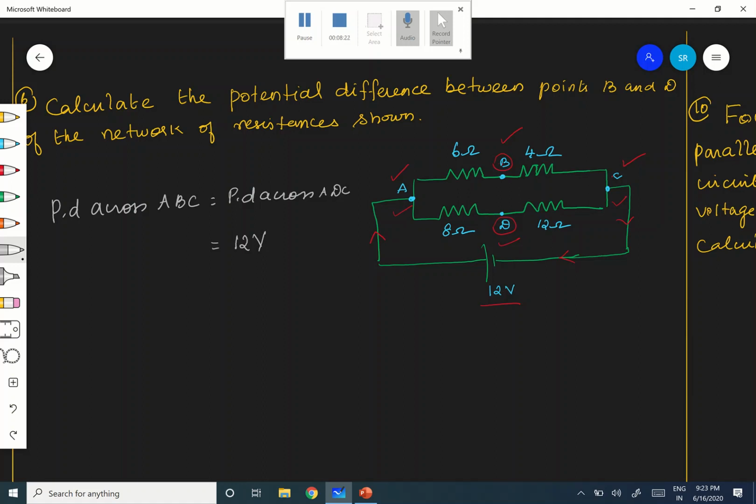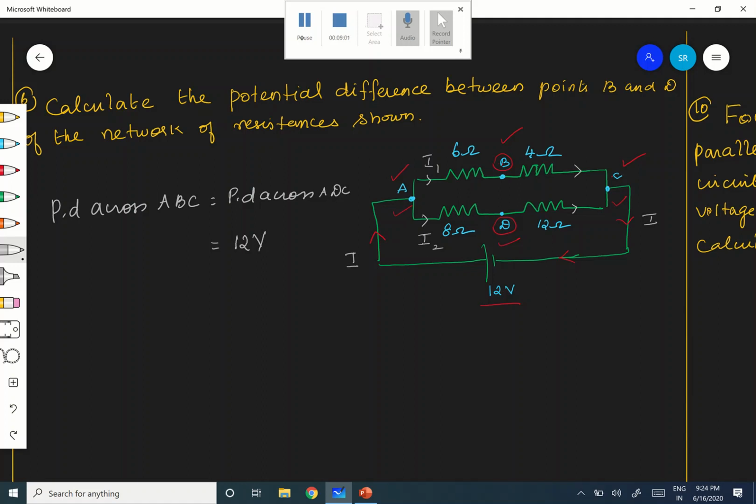Now, the total current, let it be I. This I comes up to A and then is divided into two. Let the current through ABC be I1, and through ADC let the current be I2. Hope you are following. These two combine again and give the current I coming out. How do we find I1, the current in the arm ABC?